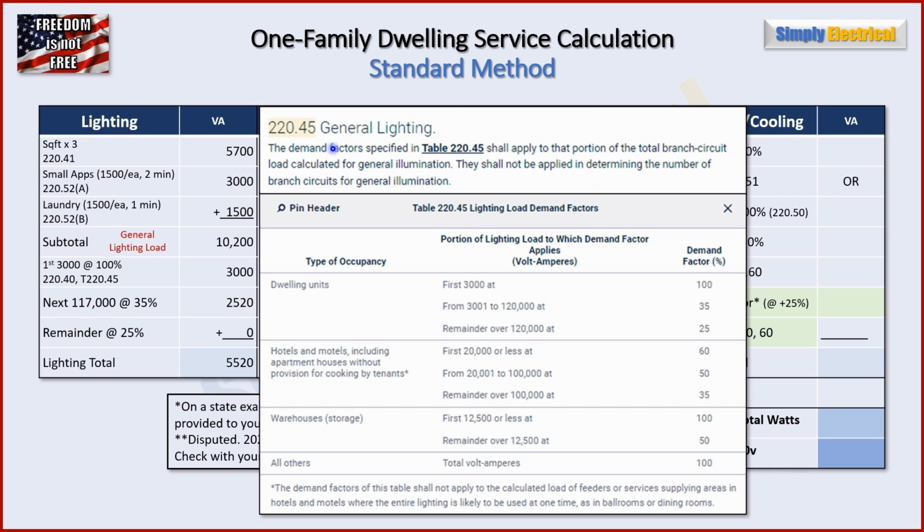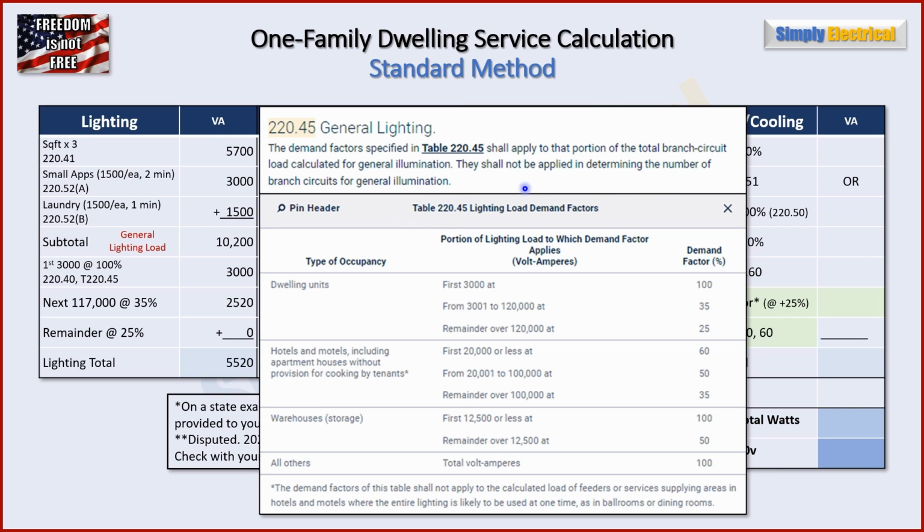220.45 tells us general lighting. It says the demand factor specified in table 220.45 shall apply to that portion of the total branch circuit load calculated for general illumination. So that's what we did. We calculated the general lighting load. Now it's telling us that this table, 220.45, will give us some demand factors that we can apply to that number right there. Now it also gives us this other sentence, it says they shall not be applied, meaning the demand factors, shall not be applied in determining the number of branch circuits for general illumination.